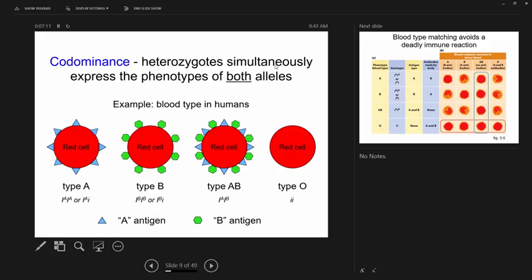And the example that you've undoubtedly seen before, but maybe not considered in this way, is the human ABO blood type antigens. These are little sugars that are present on the cell surface of all of your red blood cells. Well, unless you're type O like me.